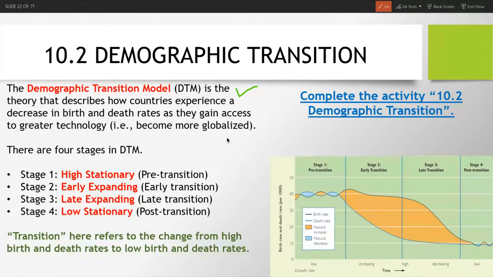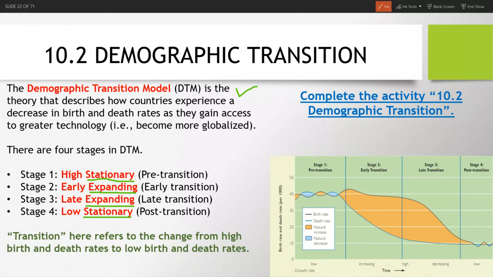There are 4 stages to demographic transition, and we will summarize each one and look at a couple of key points. The first stage we call high stationary. The second stage, early expanding. Stage 3, late expanding, and stage 4, low stationary. The key thing to look at here is the terms stationary and expanding. Usually when we see stationary, we see a situation that remains roughly the same, and expanding, in this case, when it comes to population, birth rates, and death rates, shows a growing of the population.